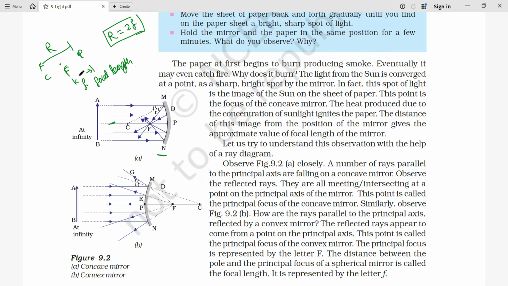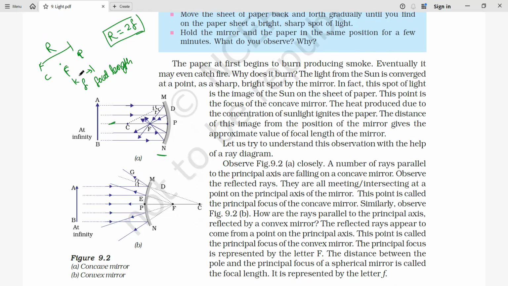है ना? तो focal length क्या है? फोकल लेंथ क्या है? हाफ ऑफ रेडियस ऑफ कर्वेचर. और यू कैन से दैट अनदर वे, रेडियस ऑफ कर्वेचर क्या है? 2 टाइम्स किसका है? फोकल लेंथ का. सो कैपिटल F इज द फोकस, स्मॉल f इज द फोकल लेंथ. ओके. सो दिस डिस्टेंस, that is the focal length between P and F. And it is also called the principal focus.